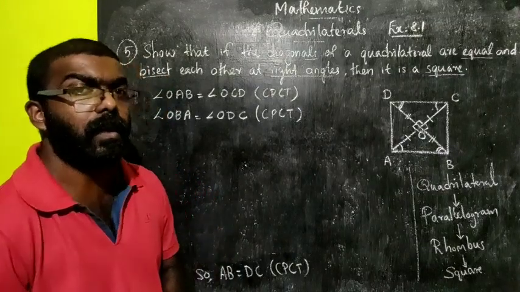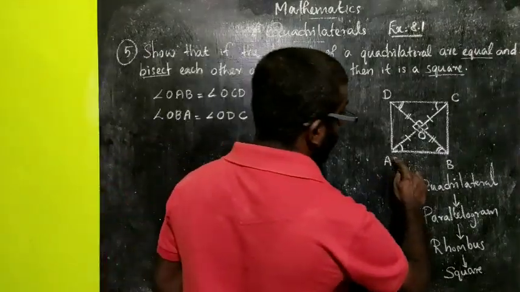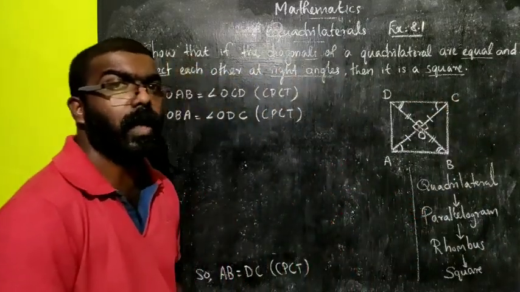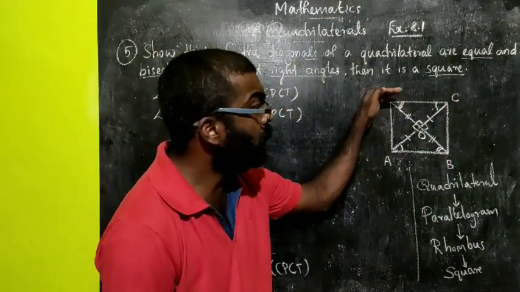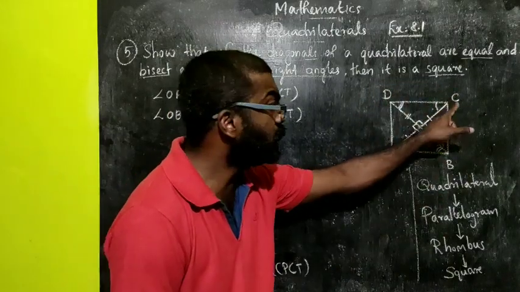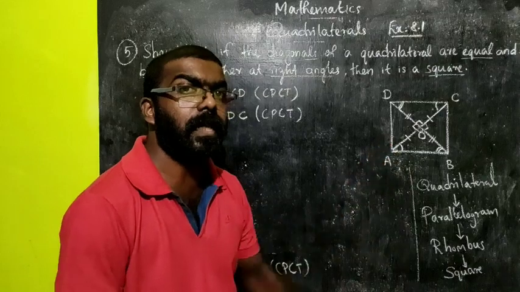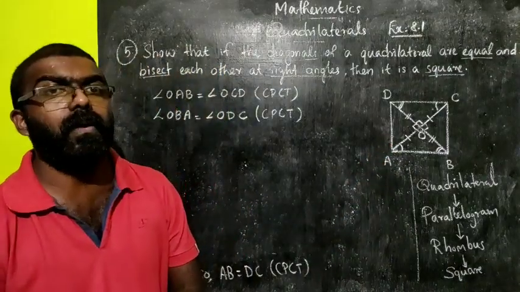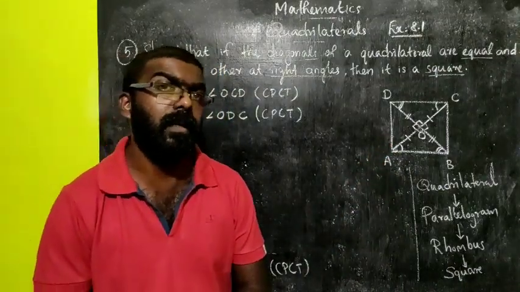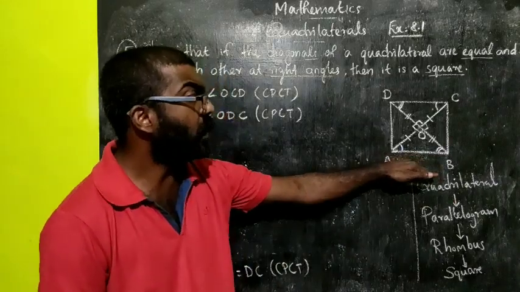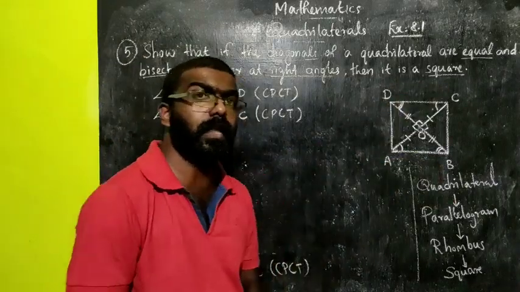That means what we can conclude? These two lines are parallel. AB is parallel to DC. Here two lines AB and DC are intersected by a transversal AC in such a way that a pair of alternate interior angles are equal. So we can conclude the lines are parallel. AB is parallel to DC.